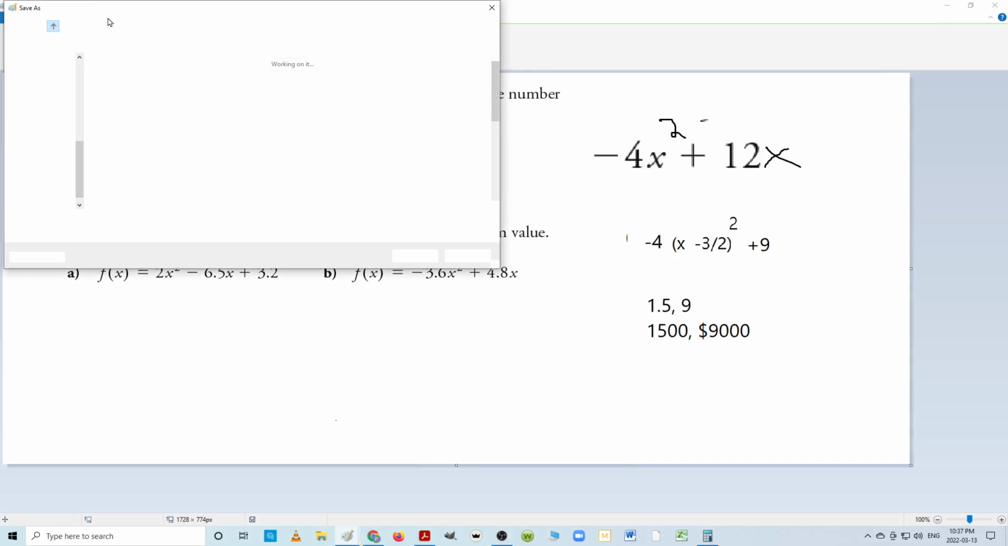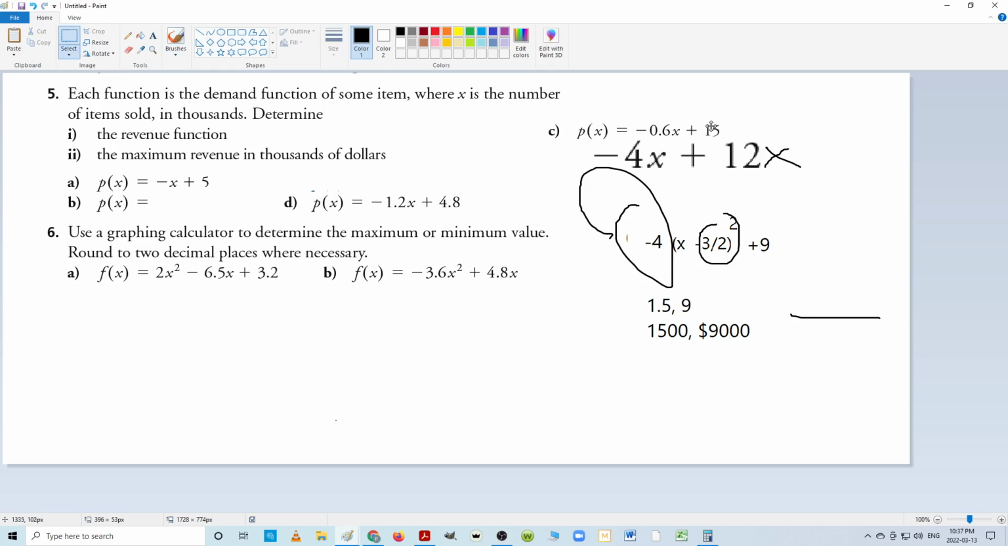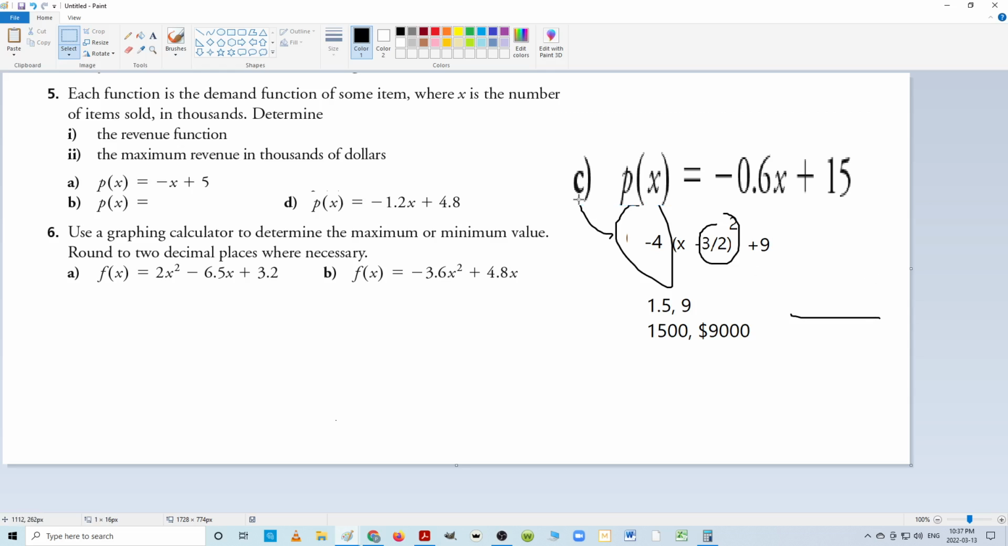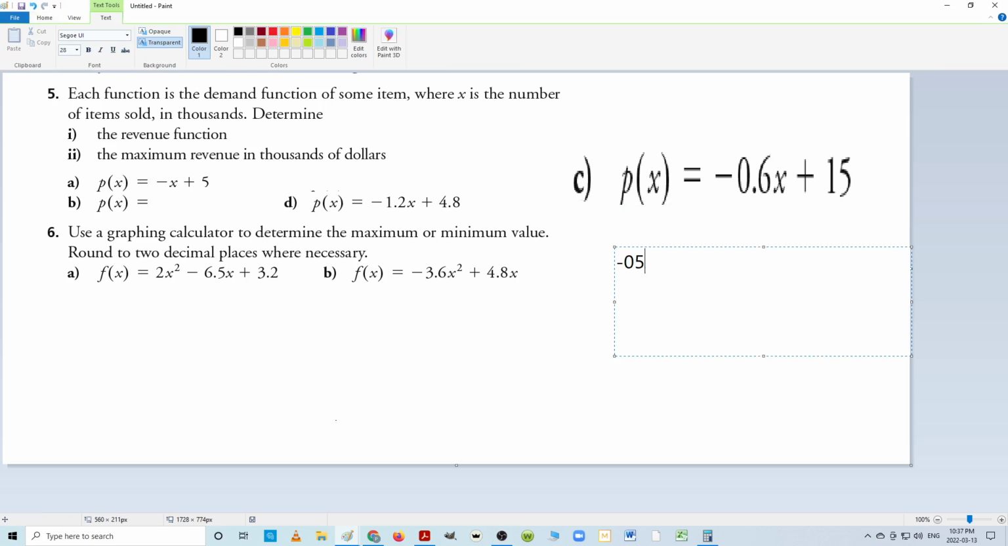You can also figure out how to graph it as well, because this is a vertical stretch of 4, a reflection in the x-axis, shifted up by 9, and all the x values are pushed to the right by 3 over 2, rather. This one, it's the same process. It just might be difficult to figure out how to factor out 0.6, negative 0.6, but all you do is you divide both of them by negative 0.6.